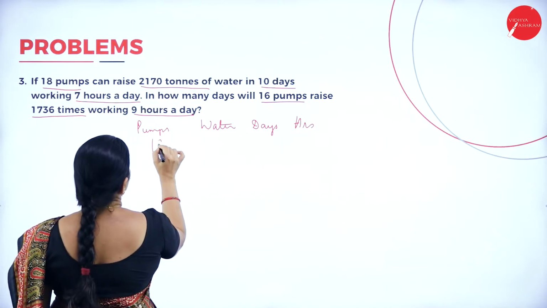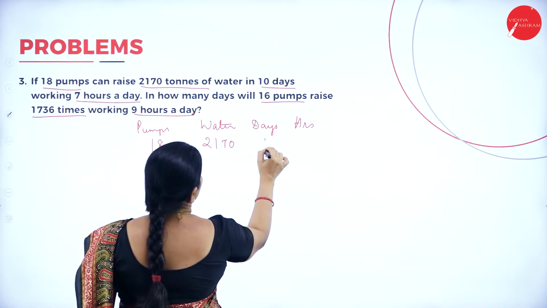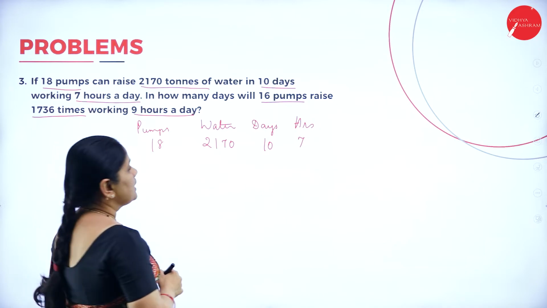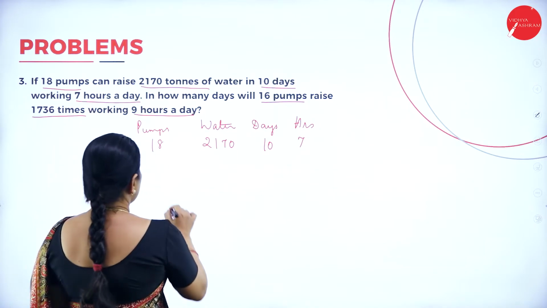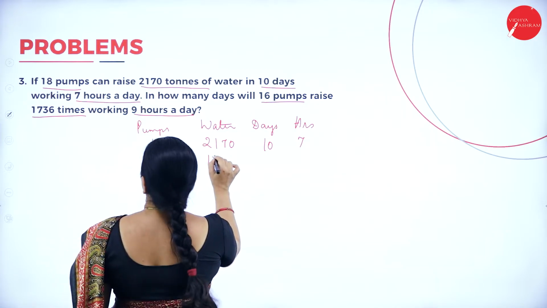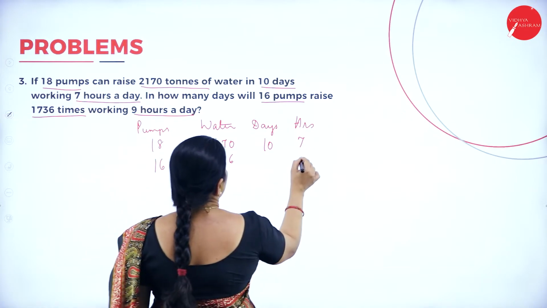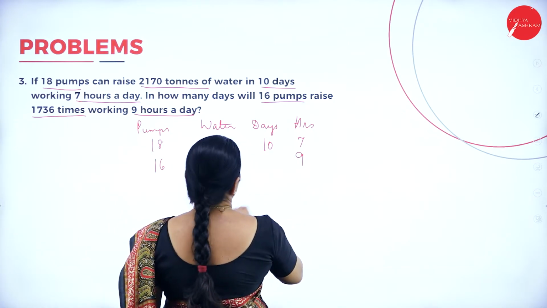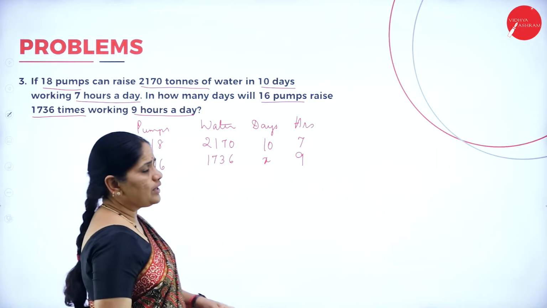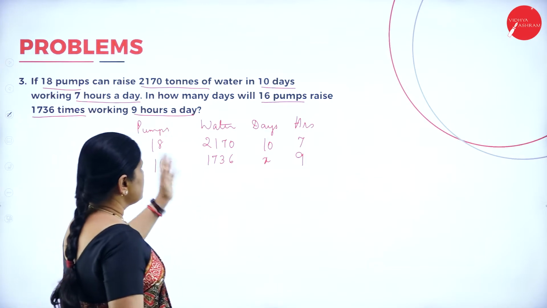So 18 pumps, 2,170 tons of water, 10 days, 7 hours. Next they have told 16 pumps, 1,736 tons of water, 9 hours a day. So how many days? We don't know the number of days. So we write down whatever is given in this format.